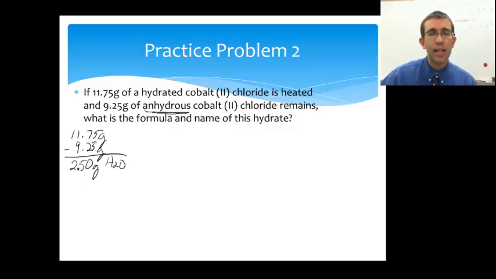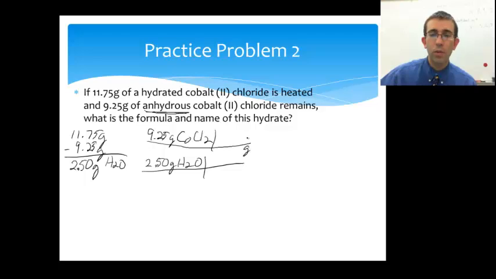Because it did have water in it. We heated it, and now it doesn't. Subtract these two, and you can figure out how much water was in it. And from there, we're going to follow our steps. I've got 9.25 grams of my cobalt 2 chloride, which is CoCl2. Okay? And I've got 2.50 grams of my H2O. Well, I got to convert grams to moles for both of these.